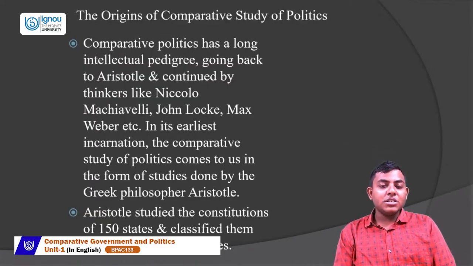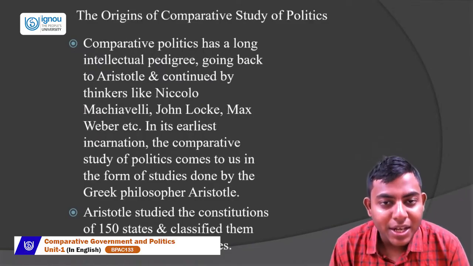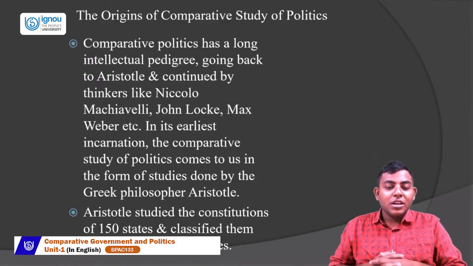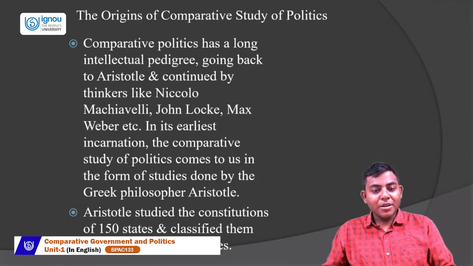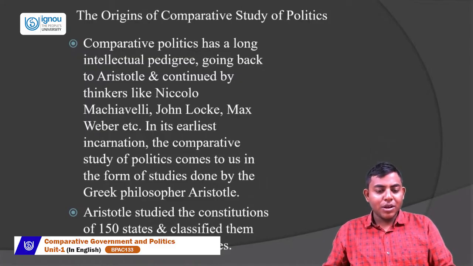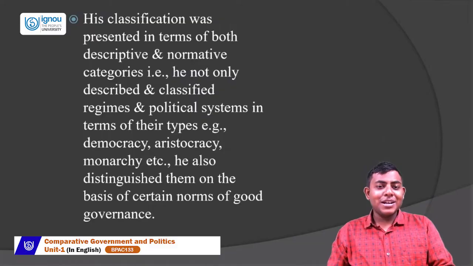If you talk about the origins of comparative study of politics, comparative politics has a long intellectual pedigree going back to Aristotle and continued by thinkers like Niccolo Machiavelli, John Locke, Max Weber, etc. In its earliest incarnation, the comparative study of politics comes to us in the form of studies done by the Greek philosopher Aristotle. Aristotle studied the constitutions of 150 states and classified them into a typology of regimes. His classification was presented in terms of both descriptive and normative categories.